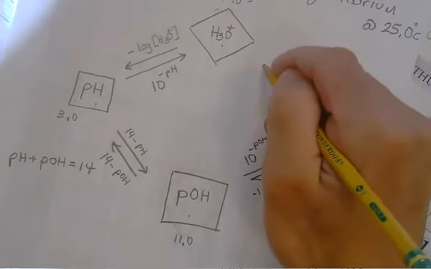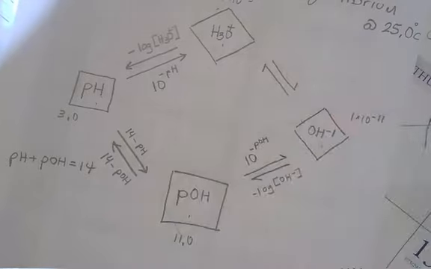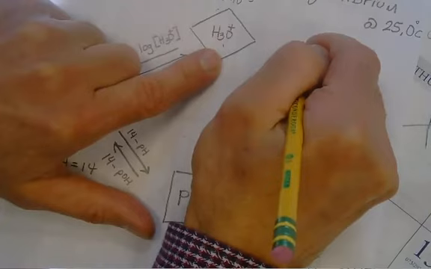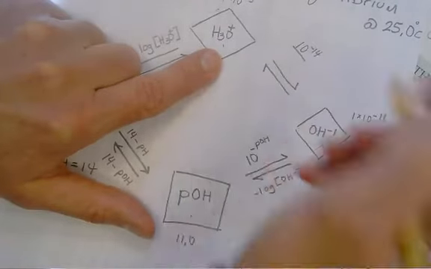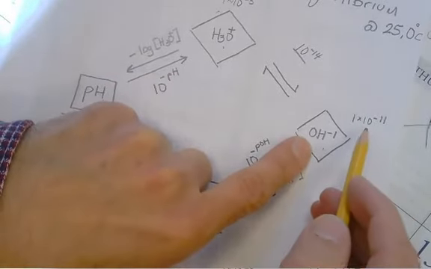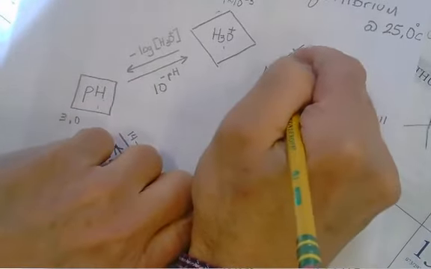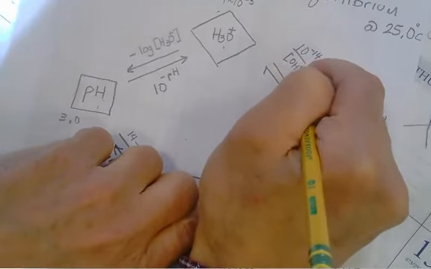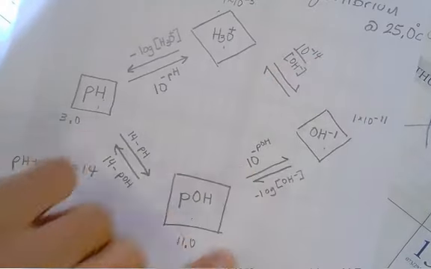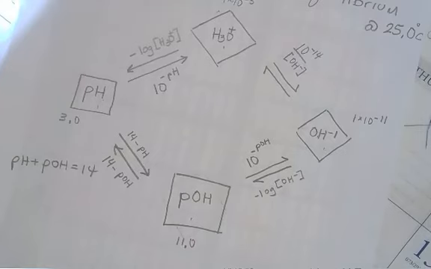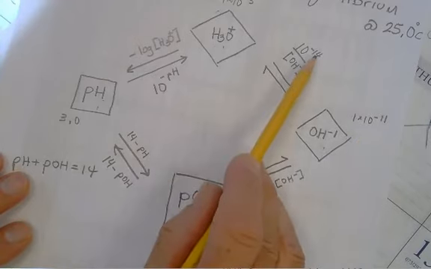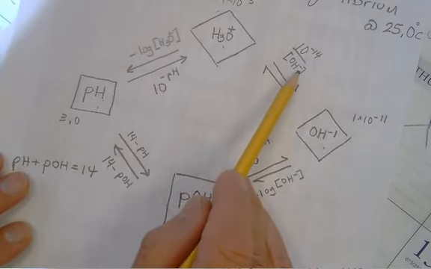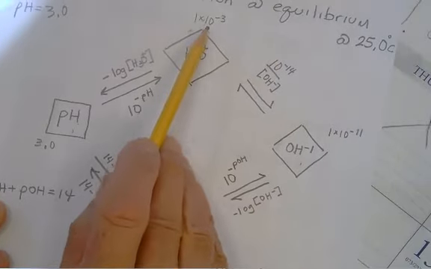Last step. How do I go between here and here? These are the two that are multiplied together. So I have Kw, which is 10 to the minus 14th, divided by the hydroxide ion concentration, which I just figured out, and that will give me the hydronium ion concentration. Let's see if that makes sense. 10 to the minus 14th divided by 10 to the minus 11th gives me 10 to the minus 3.